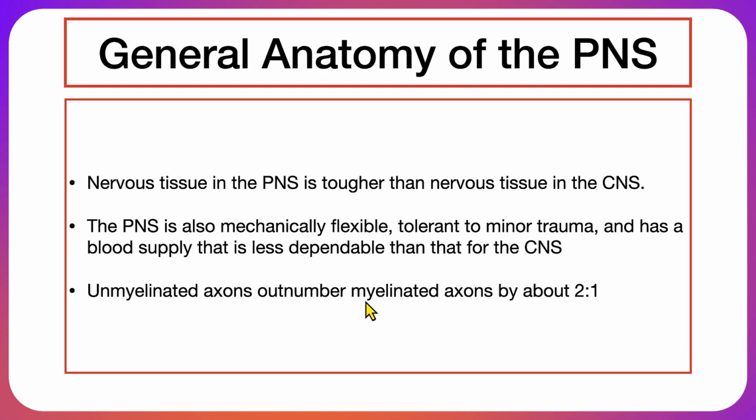So now let's talk about some other facts of general anatomy of the peripheral nervous system. Nervous tissue in the peripheral nervous system is generally going to be tougher than the nervous tissue found in the central nervous system. The peripheral nervous system is also mechanically flexible, tolerant to minor trauma, and has a blood supply that is less dependable than that for the CNS. And in addition, unmyelinated axons outnumber myelinated axons by about 2 to 1.